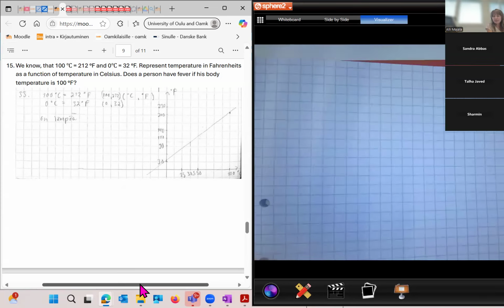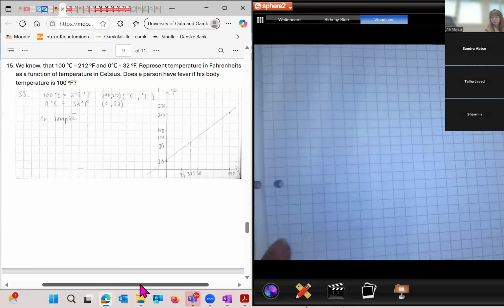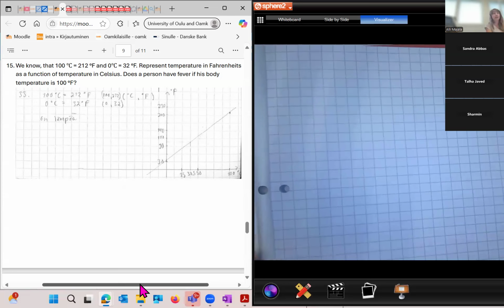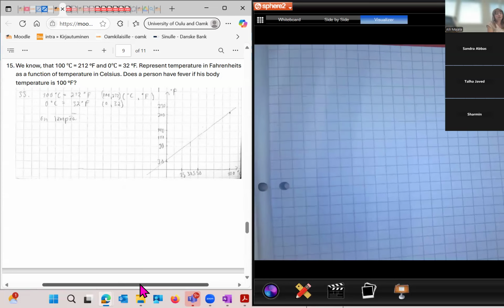Okay. Did you all manage to take a look at that exercise? Does it look quite clear? There's even something here. And why would we ever want to convert to Fahrenheit anyway? Who wants to convert the temperature to Fahrenheit?